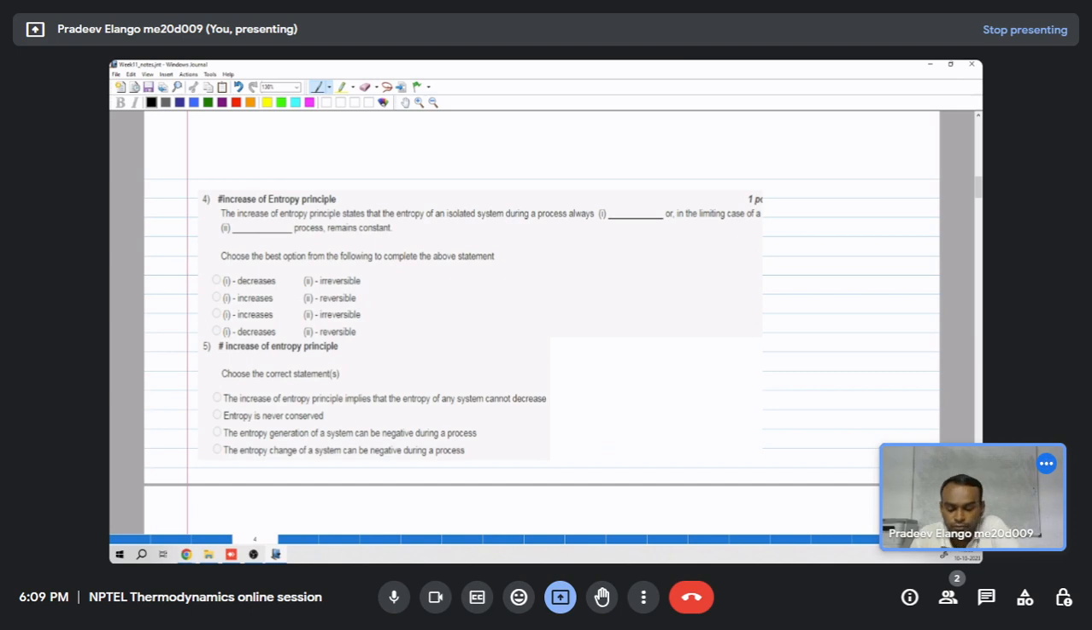Fourth question. The increase of entropy principle states that the entropy of an isolated system during a process always increases, or in the limiting case of a reversible process remains constant. So option is B.